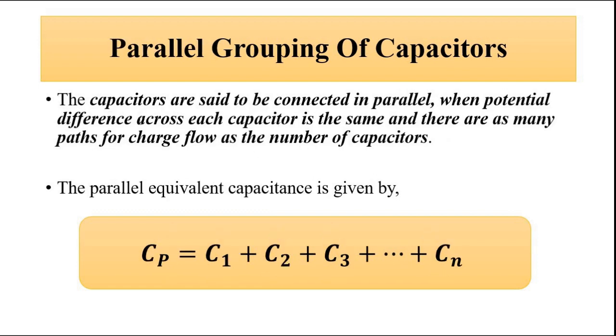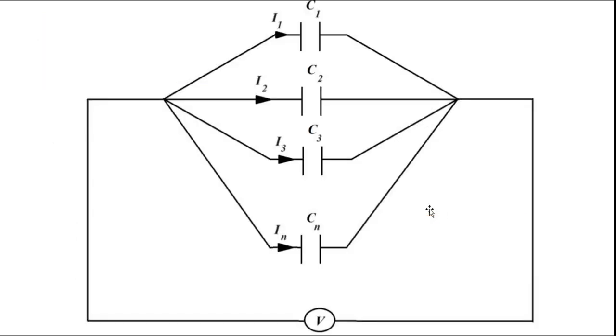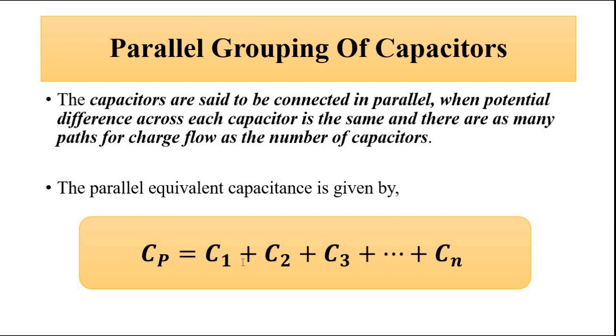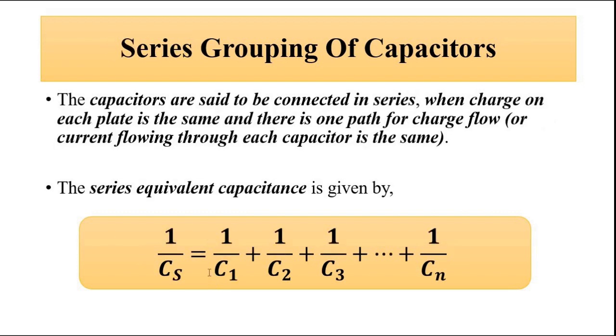Parallel grouping: capacitors are said to be connected in parallel when the potential difference across each is the same, and different current or different charge flows through each of the capacitor branches. The parallel equivalent capacitance for multiple capacitors connected in parallel is given by Cp equal to C1 plus C2 plus C3 plus Cn. So it is the opposite of resistance. In resistance, when connected in series, the individual resistances are added, and when connected in parallel, the reciprocals of the individual resistances are added. But here it is the opposite.